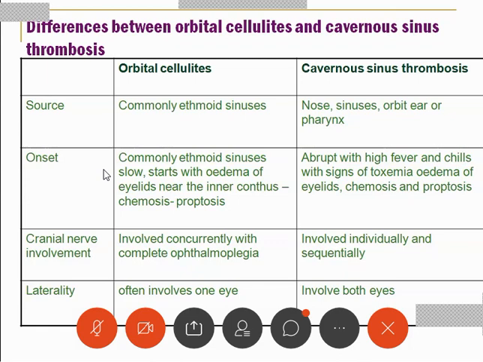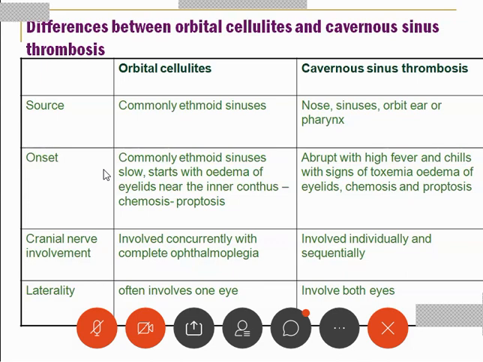The source of infection in orbital cellulitis commonly is the ethmoid sinus. You won't be having any external nose inflammation in orbital cellulitis due to ethmoid sinusitis. If there is external nasal infection like furunculosis and dangerous facial edema, definitely you might think towards cavernous sinus thrombosis, as most sinuses, orbit, ear or pharynx are other sites where a source of infection might lead to cavernous sinus thrombosis.